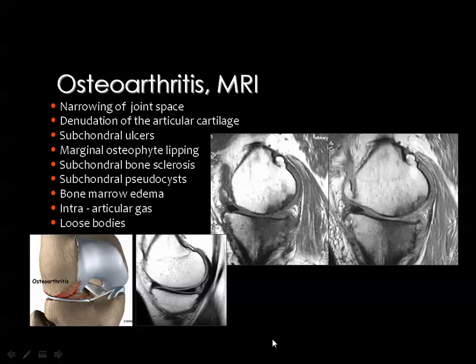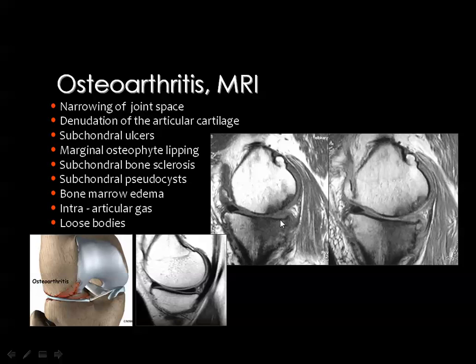And this is a severe form of osteoarthritis in the knee joint. This is the normal appearance of the knee and the medial meniscus, for example. But here you can see all these changes. There is significant narrowing of the joint space. There is denudation of the articular cartilage. Look here and you can see this is the articular cartilage, which is normal in thickness and normal in signal as well. But here you cannot appreciate the articular cartilage of the femur and the tibia.